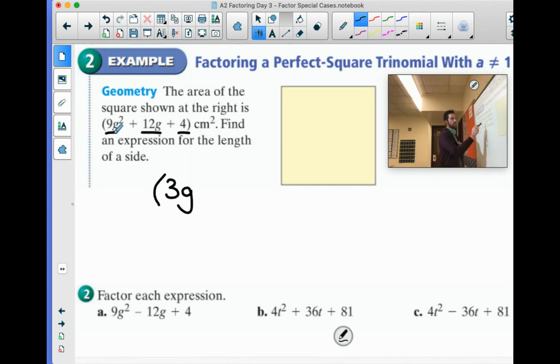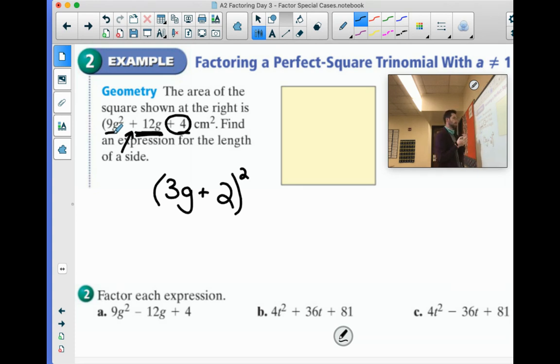Can you square root the last term, positive 4? Yeah, square root of 4 is 2. Whatever symbol would be first would go in the middle, so it would be plus 2 squared. This would be in factored form. Double check. If I multiply 3g times 2, I get 6g, times 2, 12g.